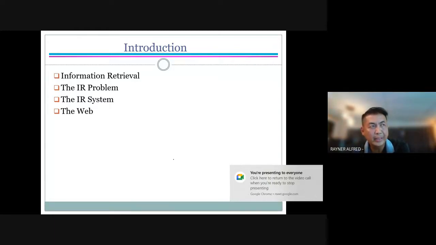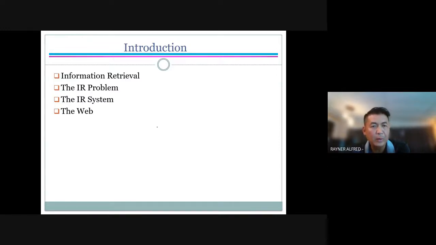Okay. To introduce this course, we will look into information retrieval and the problem that we are trying to address here. And also we look at the systems applying this information retrieval. And also we look at the effect of the web technology that we have at the moment.